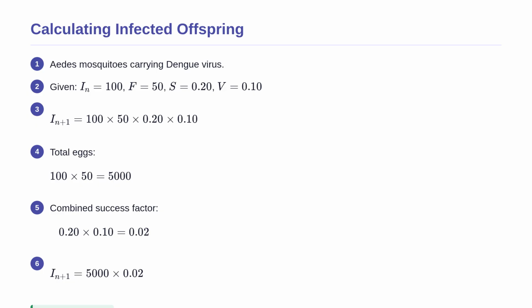First, multiplying the females by their eggs gives 5,000 total eggs. Next, multiplying the survival and transmission rates gives a combined success factor of 0.02. Finally, multiplying the eggs by this factor yields exactly 100 infected adults in the next generation. This means the disease is perfectly maintaining itself.